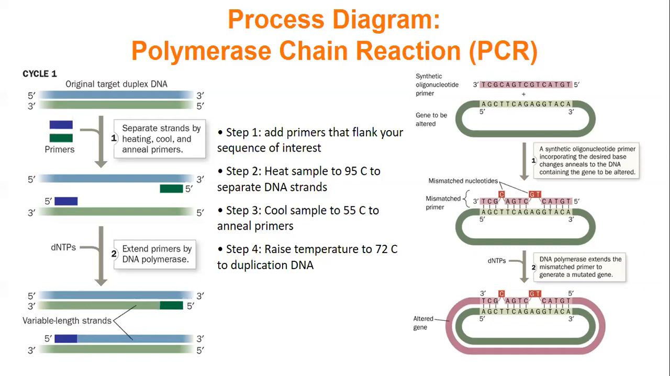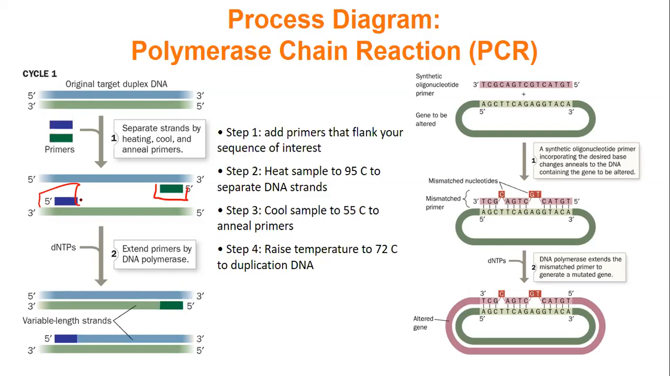So there's generally only four steps. Step one, you add primers. These primers are made by you. So you make them on a computer, you send them to a company, and a company will send you oligomers, or just short DNA strands. And what these do is that they flank your area of interest. So they're going to be the bookends of saying where I want my DNA to be replicated. Then you separate the DNAs.